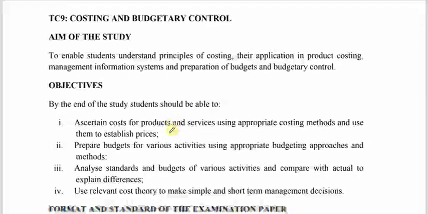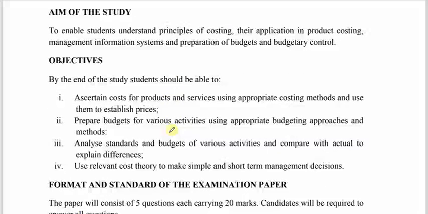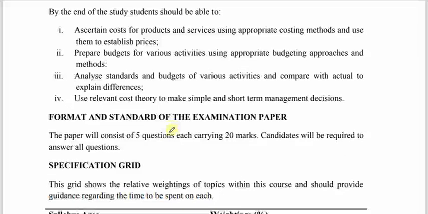Now let us look at the aim of the study: to enable students understand the principles of costing, their application in product costing, management information systems, and preparation of budgets and budgetary control. That's basically the main aim of the syllabus. Let us look at the objectives of the syllabus. By the end of the study, students should be able to, first, ascertain the cost for products and services using appropriate costing methods and use them to establish prices. So the first thing should help you to know how to establish the cost of a product or service and then help you establish a price for the same.